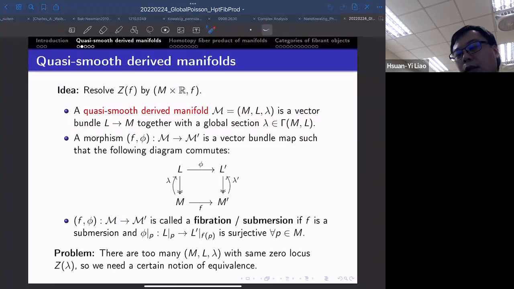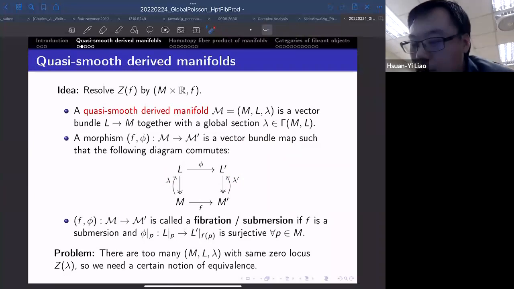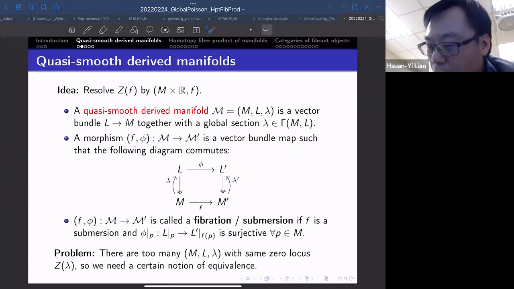And between quasi-smooth derived manifolds, we have morphisms. By morphism, I just mean vector bundle maps which commute with the given sections. That's what I mean by morphism between quasi-smooth derived manifolds. And as we saw at the beginning of the talk, the submersion is particularly important when we talk about fiber products. And here, by submersion, I mean the morphism.